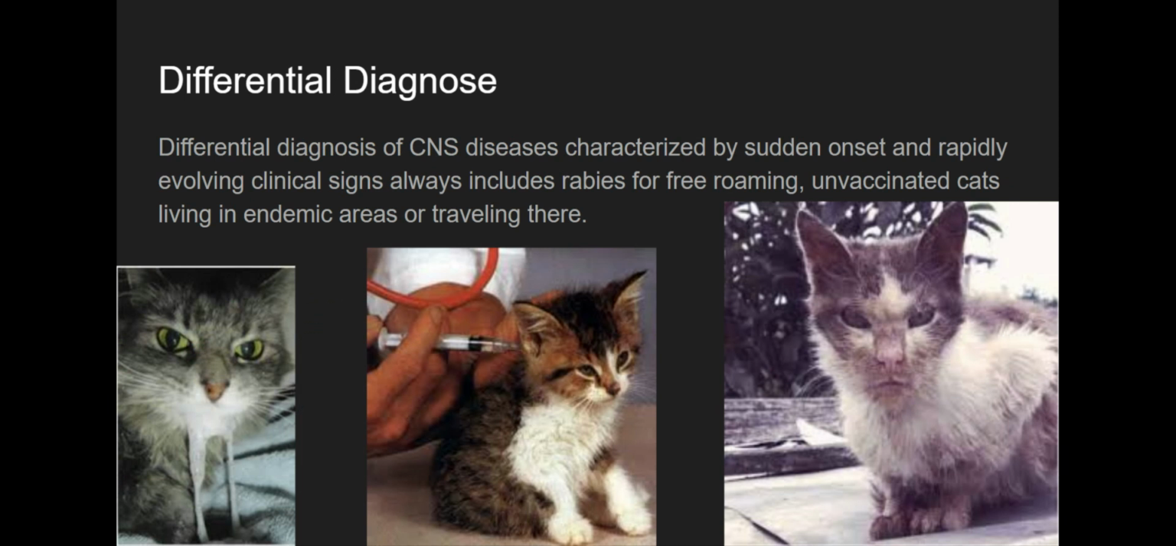So for a differential diagnosis, it is a differential diagnosis of a central nervous system disease characterized by sudden death, onset, rapid evolving clinical signs. Always includes rabies for free roaming unvaccinated cats living in endemic areas of travel.